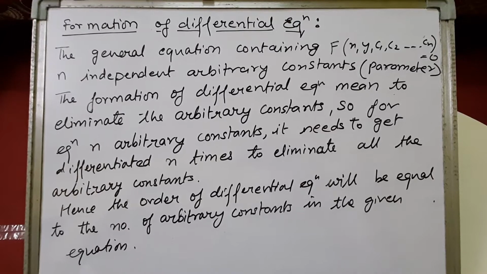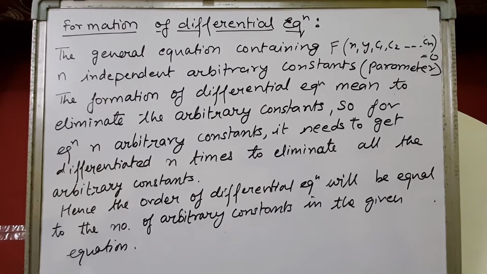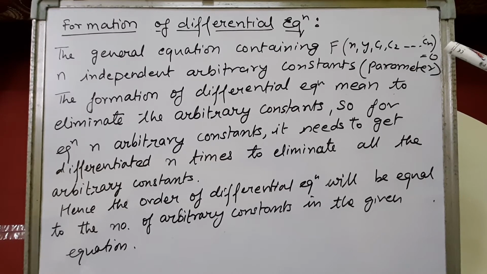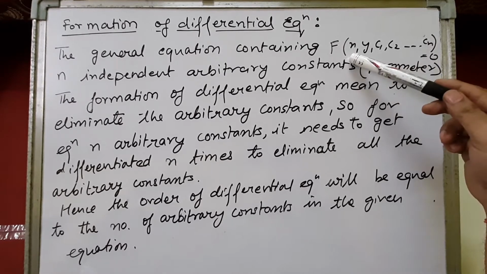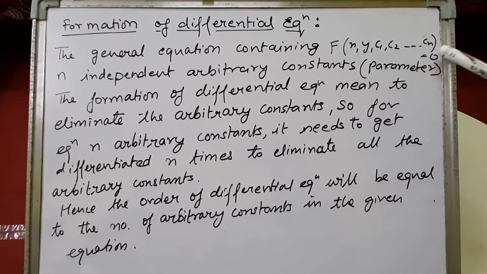Children, today we are going to study the exercise of the formation of a differential equation. Let's discuss some important points of the topic. The general equation containing f, where x is the independent variable, y is the dependent variable, and c1, c2, ..., cn are the arbitrary constants, equals 0. So we say that the general equation f(x, y, c1, c2, ..., cn) = 0 has n independent arbitrary constants.